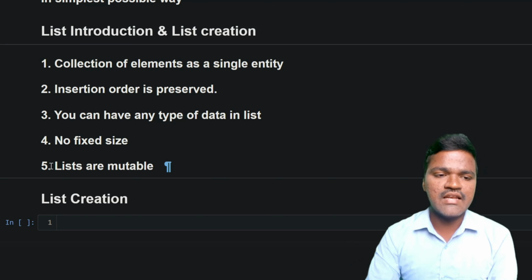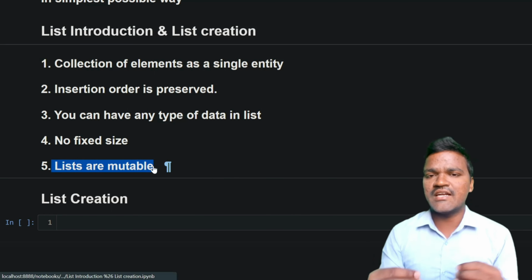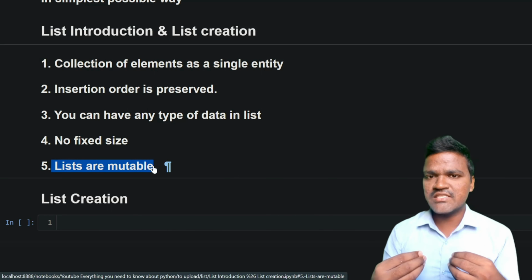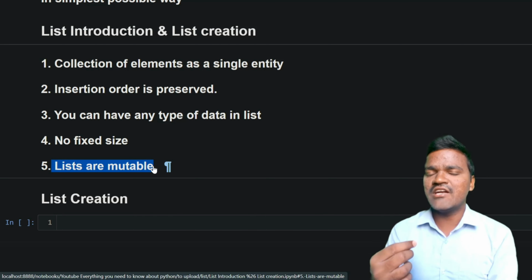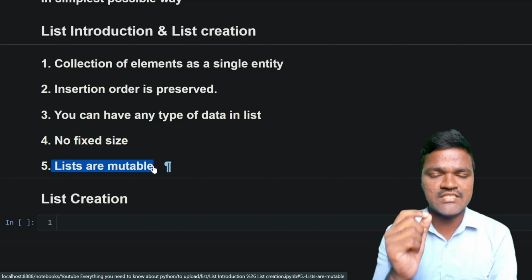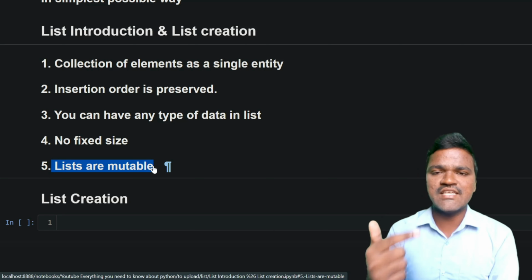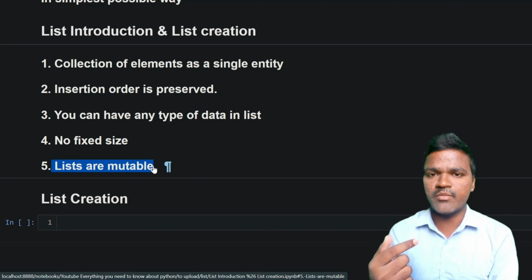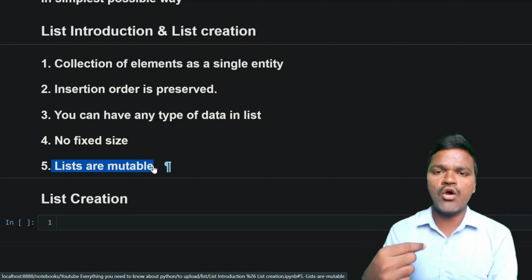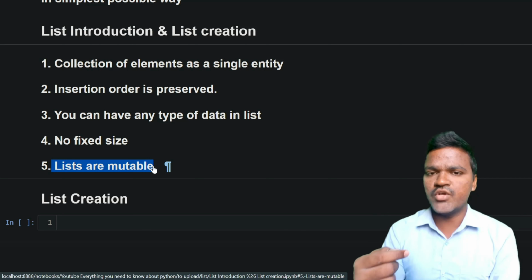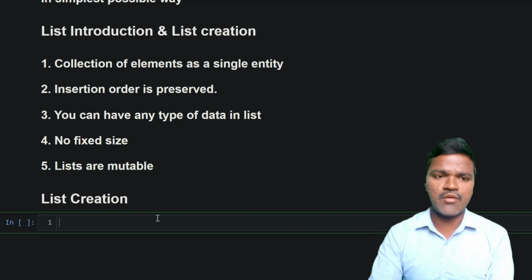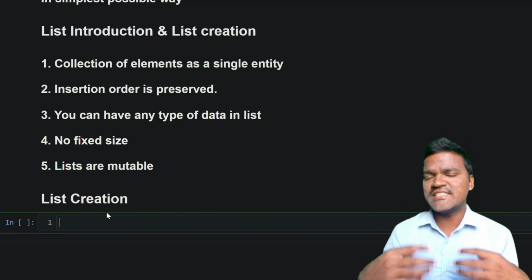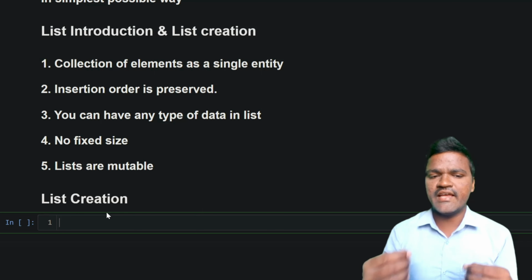Apart from that, lists are mutable, which means that once you create a list, when you modify the elements inside of a list, that will be affected in the original list itself. As a result, a list is considered mutable. In the coming videos, we will know more about list mutability. I hope that makes it clear about lists. So let us go ahead and see how we can create a list.